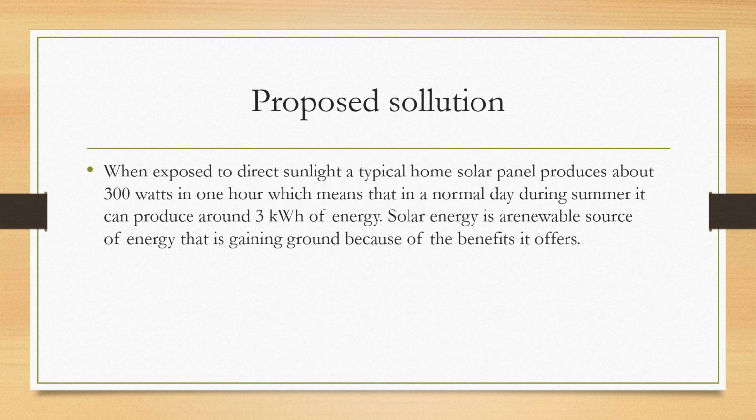When exposed to direct sunlight, a typical home solar panel produces about 300 watts in 1 hour, which means that on a normal day during summer, it can produce around 3 kilowatt-hours of energy. Solar energy is a renewable source of energy that is gaining ground because of the benefits it offers.